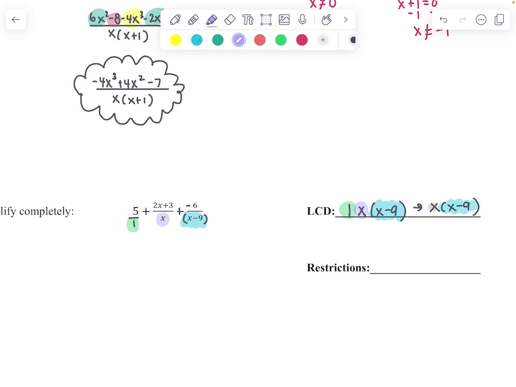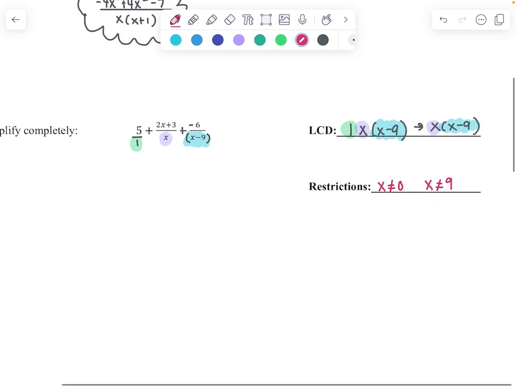This means that we have restrictions, so we set each factor equal to 0. So x cannot equal 0 because that makes the denominator 0, and x cannot equal 9 because that would make the denominator 0 as well. So now let's go ahead and write it out and get a common denominator. So we have 5 over 1. It's missing our purple, so our x. And it's also missing our x minus 9.